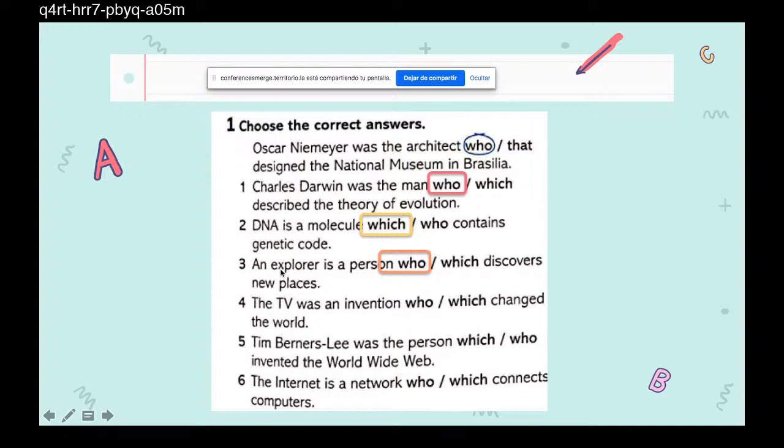The TV was an invention, changed the world. The TV is an object, right? So we are going to use which, changed the world. Tim Berners-Lee was the person invent the World Wide Web. If we are talking about a person, we are going to use who. And number six, the internet is a network connects computer. If we are talking about the internet, it's not a person. So we are going to use which connects computers, okay?